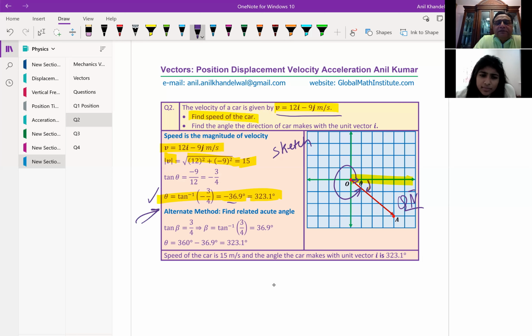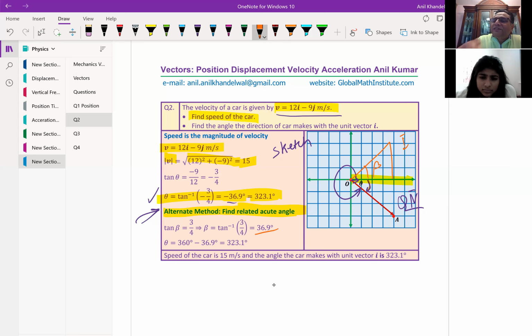Anyway, we'll discuss the alternate method. The alternate method, which for me is the general method to solve such questions, is to find the related acute angle. A related acute angle means think about all the things in quadrant 1, so everything is positive. So we have tan beta as 3 over 4. Let this angle be beta. We do not go to quadrant 4; we are working in quadrant 1. Find the related acute angle. Now, beta is 36.9 with the calculations.